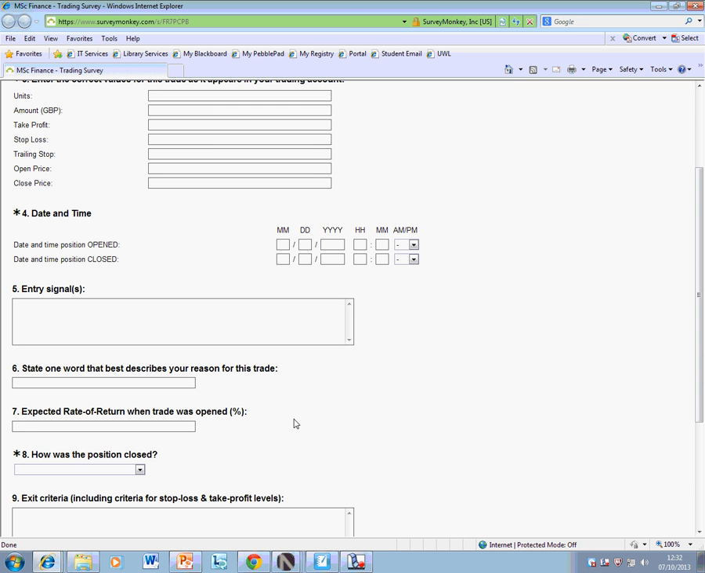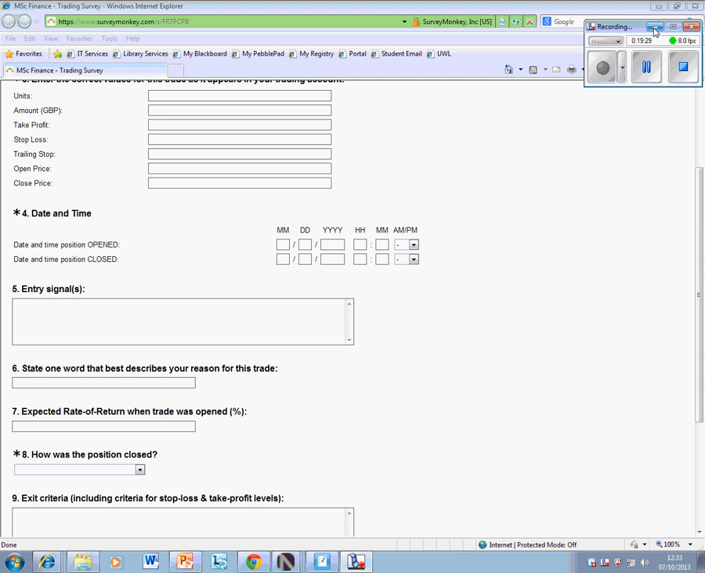What was the expected rate of return? What rate of return did you expect to make from this trade? It's up to you, but be honest. If you're entering a trade, you always have to have an expectation: this is the percentage return I want to make. 100% is not the maximum. You can go up to 1,000% if you want to. There is some trading cost as well.